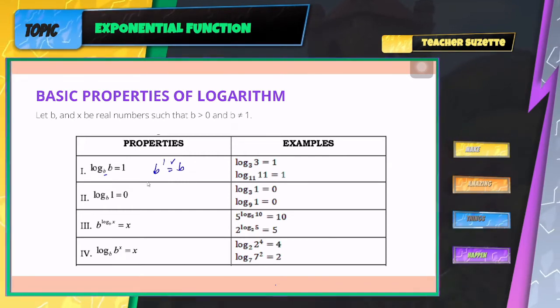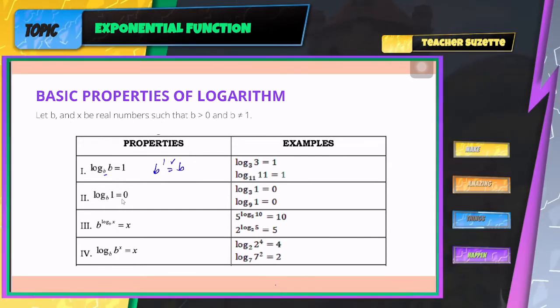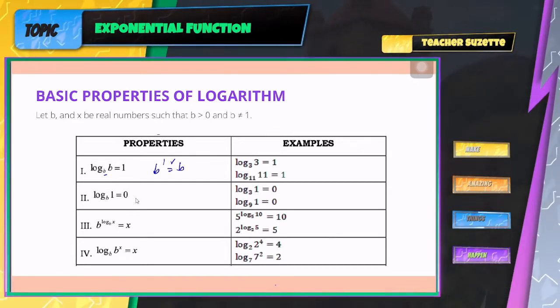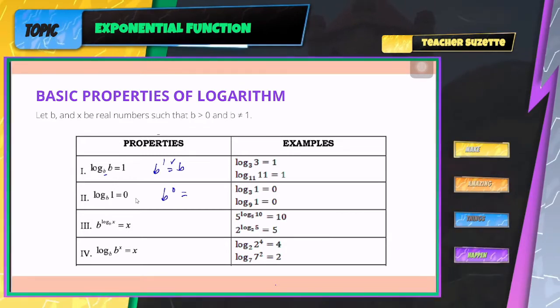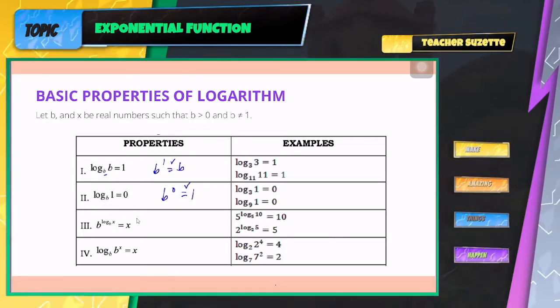Next one, let's show that the logarithm of 1 with base b is equal to 0. By rewriting it in exponential form, we have b raised to 0 is equal to 1, which is also true. So, therefore, here is our second property.